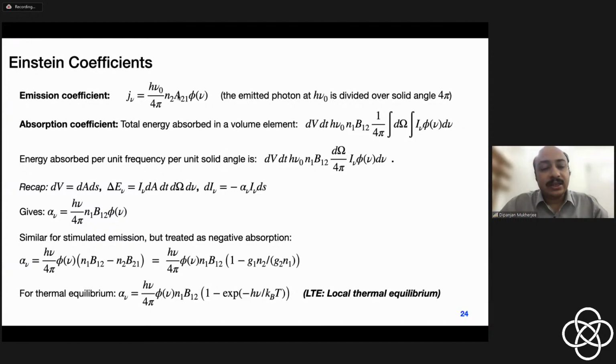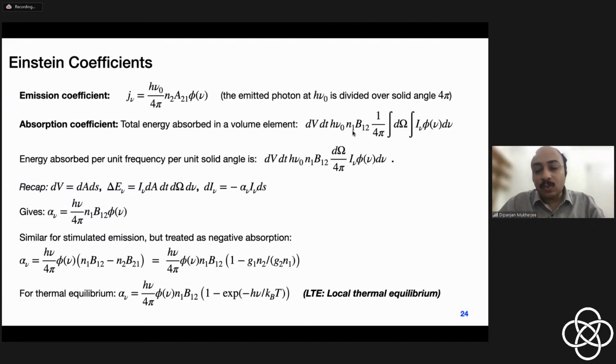Now let us look at the absorption coefficient. Let's say that an incident intensity beam is falling on this material. Then let's see the total energy that will be absorbed.